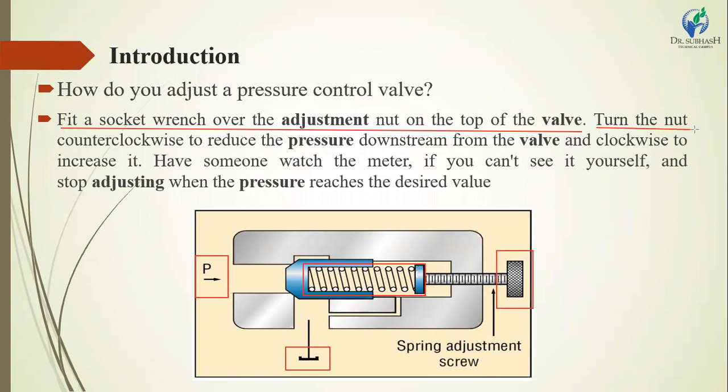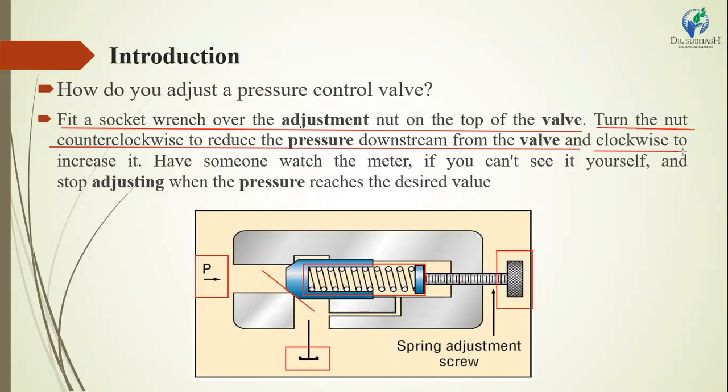Turn the nut counterclockwise to reduce the pressure downstream from the valve. If you move this adjusting screw in a counterclockwise direction, it balances the reduced pressure inside the line. At this time, this portion is open and it reduces the pressure coming from the hydraulic pump. Most of the fluid is drained into the hydraulic tank.